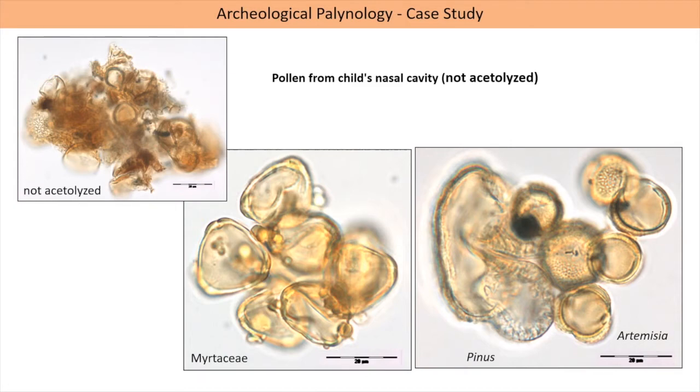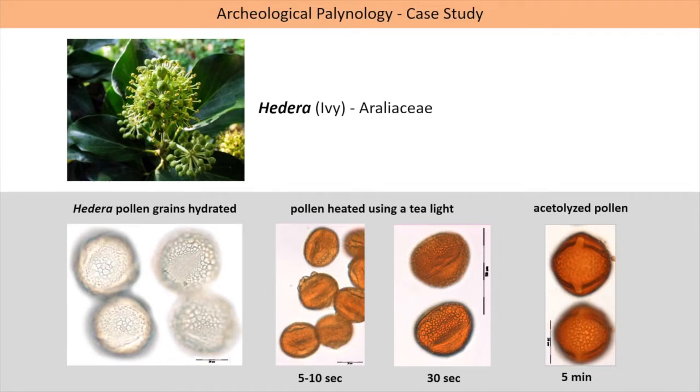or as you can see here, artemisia. To be sure about the results, we made an experiment with pollen of Hedera, where we heated up pollen in water over a candle light to demonstrate the effect of heat on the pollen wall. Only a few seconds of heat makes the pollen wall already brown. Here, compared to the hydrated status in water, you can see a quite intensive brown color. After more heating, it's getting more intensive.